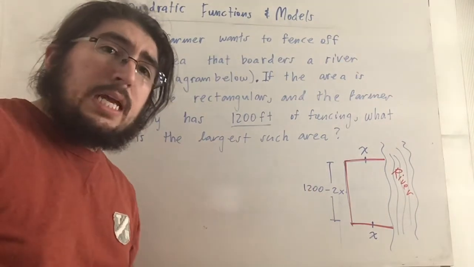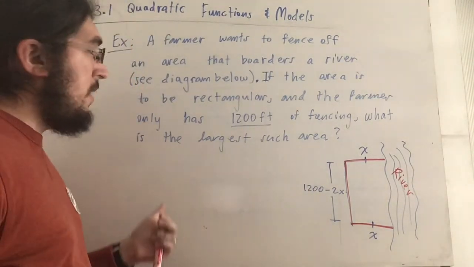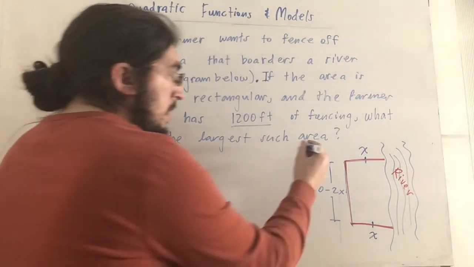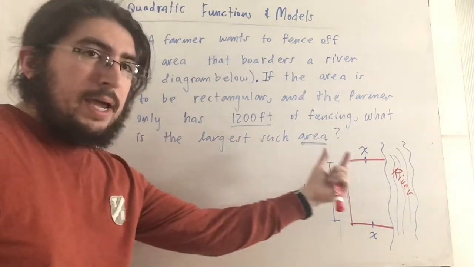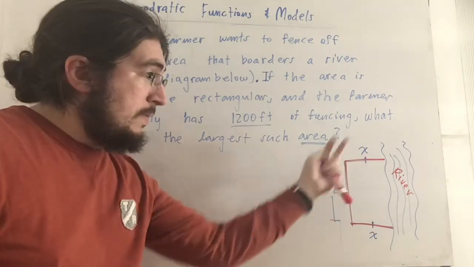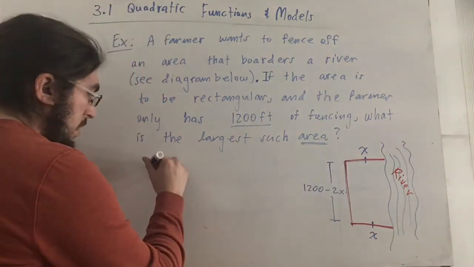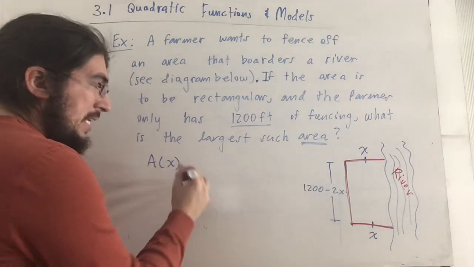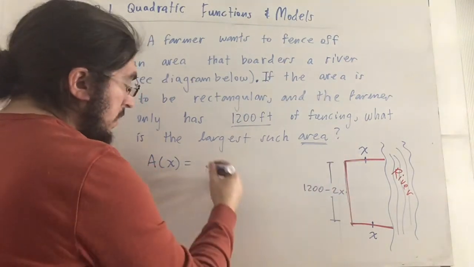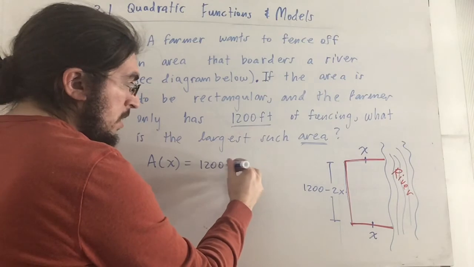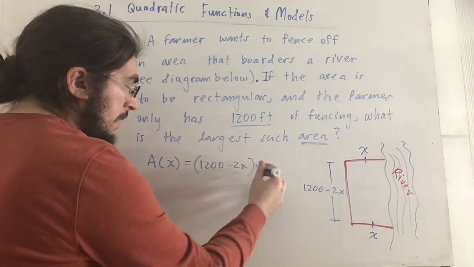Once we have these labelings, what do we want to find? We want to find the largest such area. So what we can do is find the area by, well, what's the area of a rectangle? It's length times width. So the area as a function of x, because x can possibly change, will be the length times width. So it's going to be 1,200 minus 2x all times x.